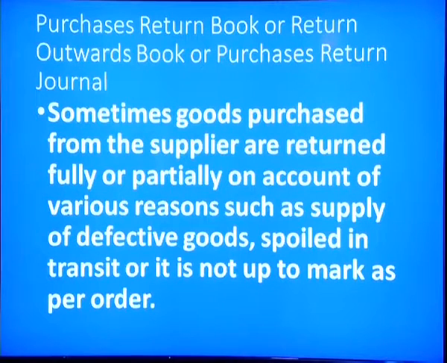Sometimes goods purchased from the supplier are returned, either fully or partially. Why are we returning them? Because they can be defective goods, or they can get damaged due to transit, or they are not up to the mark as per our order. When purchased goods are returned, that will be recorded in the purchases returns book. Another name for it is returns outward book or purchases return journal.